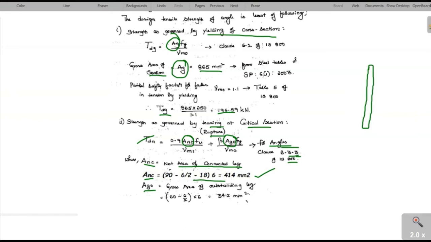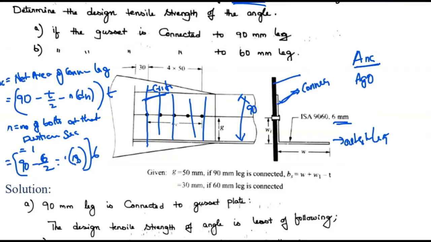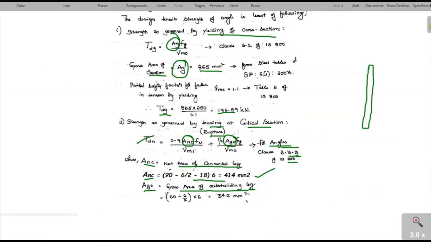And what is the AGO? This is the gross area of the outstanding leg. Gross area, here the bolts, nothing is there and nothing is cut. Gross area is the overall cross sectional area. So from here to here, the complete cross sectional area. So AGO is the length of the outstanding leg, that is 60 minus T by 2 into T. So 60 minus 6 by 2 into 6, which will give you 342 mm square.